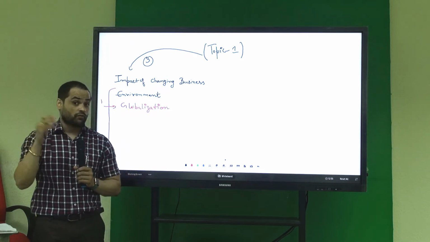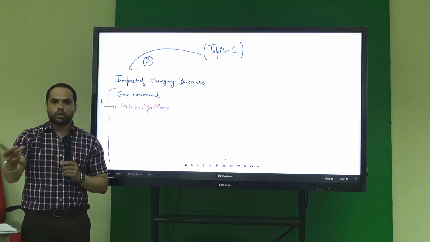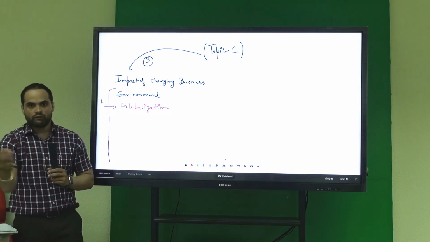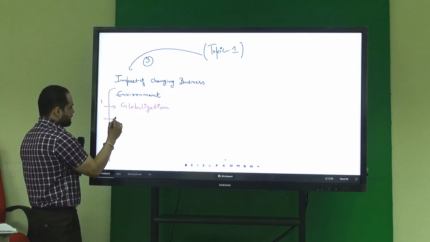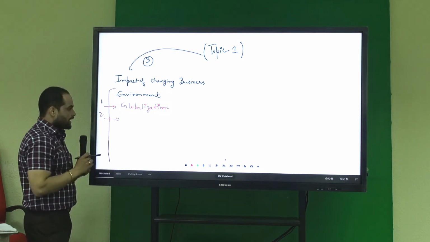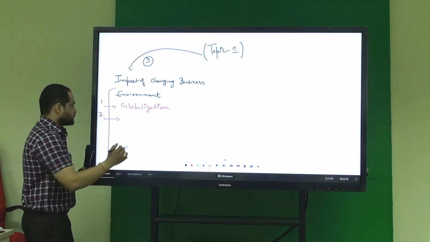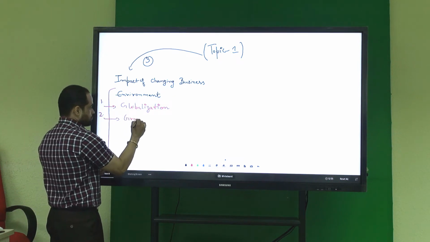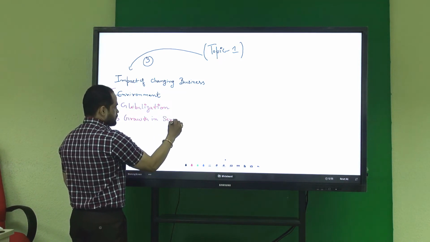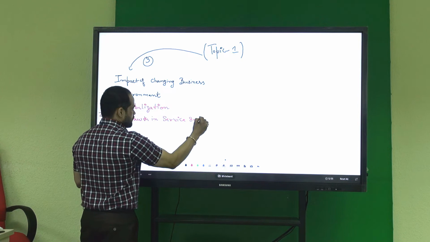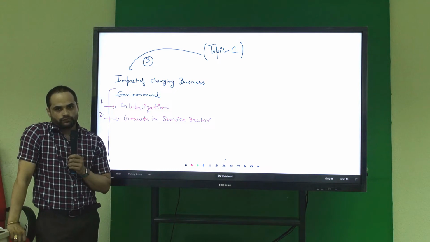So they require information. Of course, management accounting provides information to the local people, local markets, or local vendors, right? Next is the growth in service sectors.